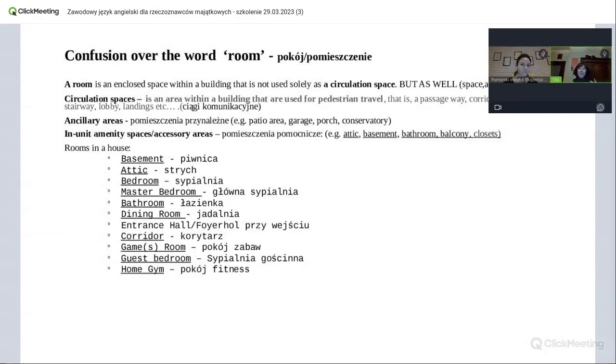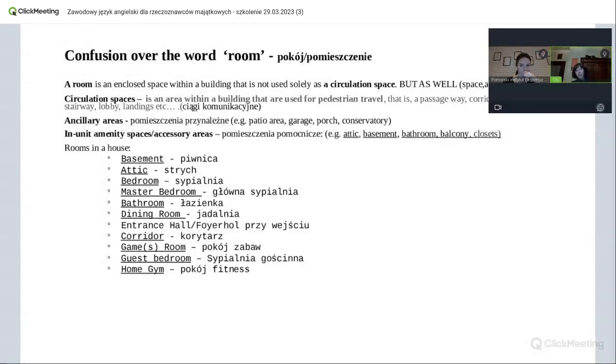Because again, if you see something like this in Polish and you have to use it, ciąg komunikacyjny, you desperately think what it is, and it is a circulation space. Circulation, because maybe, you know, people can circulate. So a circulation space or circulation spaces is an area or areas within a building that are used for pedestrian travel, that is a passage way. So corridors, hallways, stairways, lobbies, landings, etc.